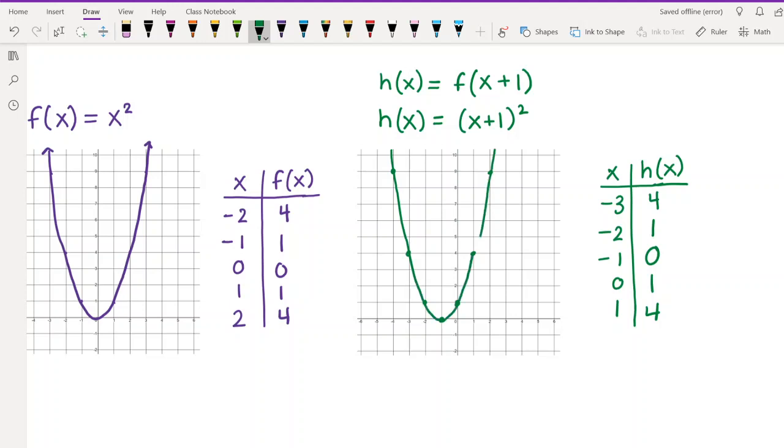Okay, so before we get to why this happened, how would you describe what happened in this graph? So it shifted, but this time it shifted to the left, right? It didn't shift up or down, it shifted side to side. So this graph shifted left by 1 unit.